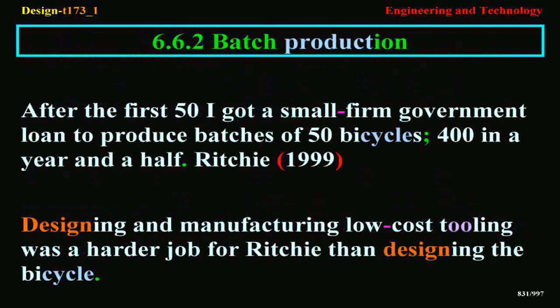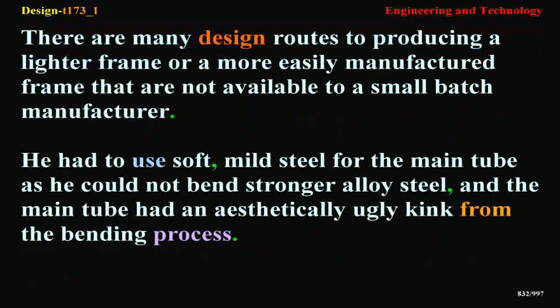Batch production. After the first 50, I got a small firm's government loan to produce batches of 50 bicycles, 400 in a year and a half. Designing and manufacturing low-cost tooling was a harder job for Ritchie than designing the bicycle. There are many design routes to producing a lighter frame or a more easily manufactured frame that are not available to a small batch manufacturer.